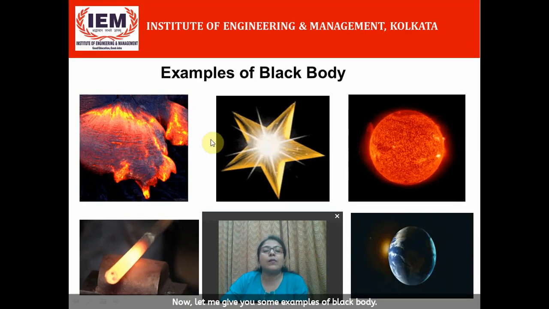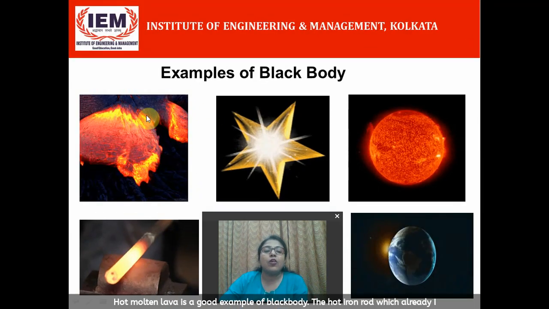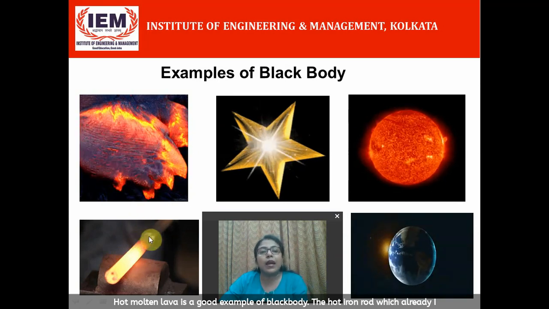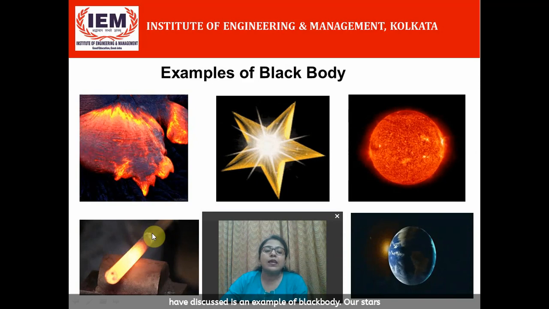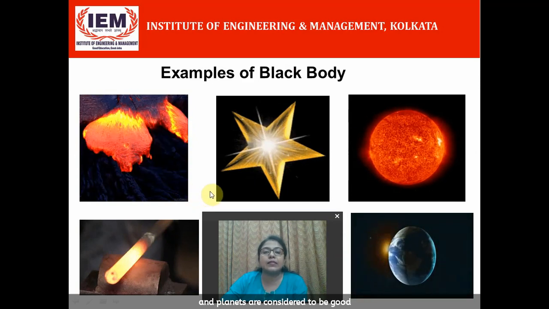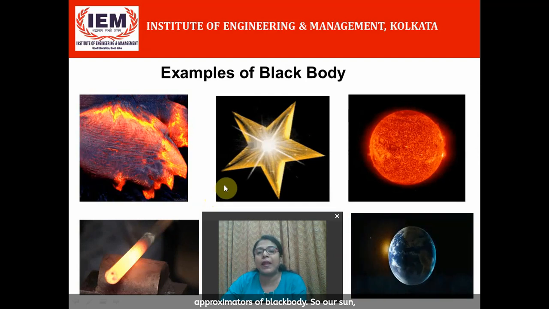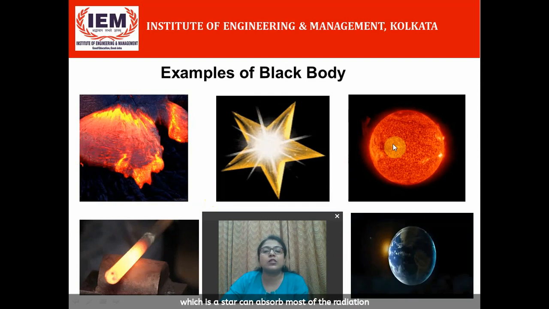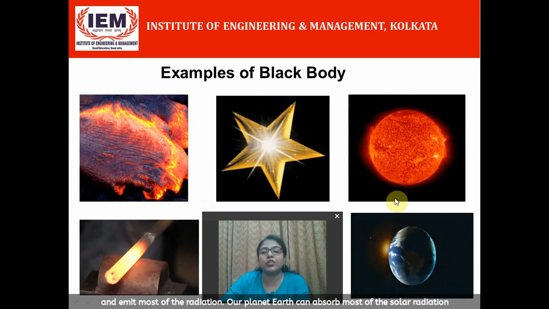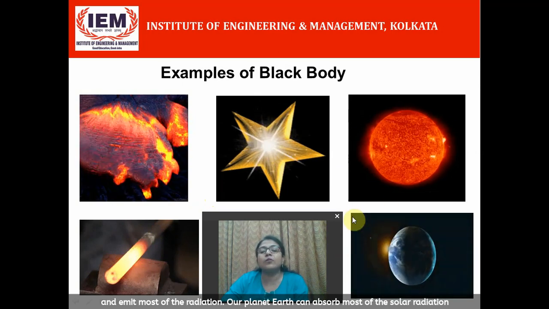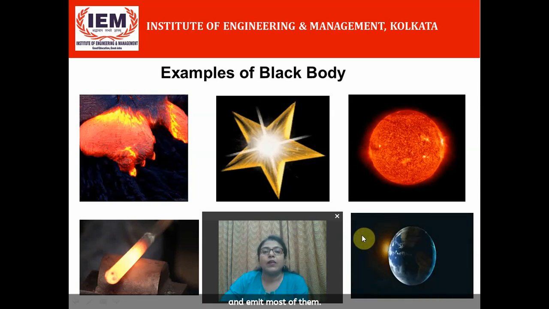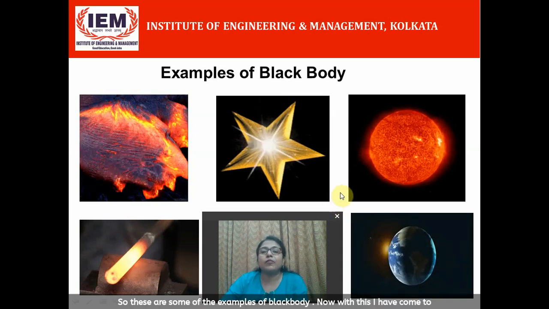Now let me give you some examples of black body. So hot molten lava is a good example of black body. The hot iron rod, which we have already discussed, is an example of black body. Stars and planets are considered to be good approximations of black body. So our sun, which is a star, can absorb most of the radiation and emit most of the radiation. Our planet Earth can absorb most of the solar radiation and emit most of it. So these are some of the examples of black body.